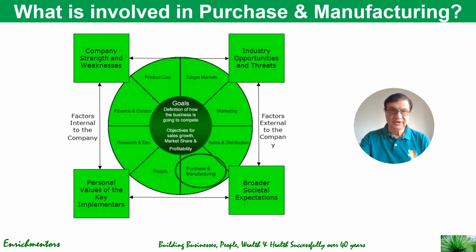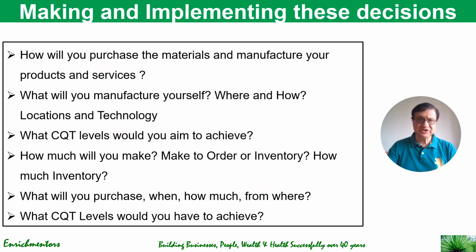Okay. So, what do you think? What is involved in purchase and manufacturing? So, the purchase and manufacturing, as you would be quite aware by now, also involves making these decisions and implementing them. At the top of the decisions is how would you purchase the materials and manufacture your products and services? Then, what will you manufacture yourself? Where, how, locations and technology? So, you need to define that.